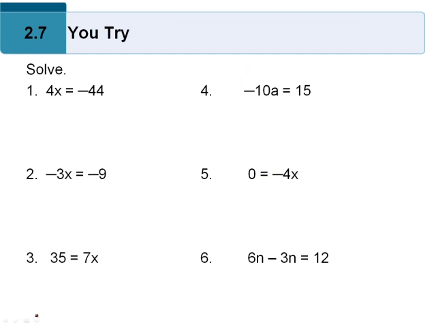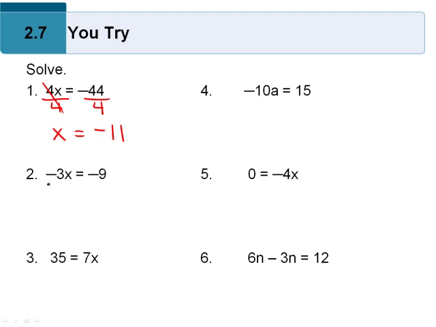All right, so pause the video and try these on your own, and then when you're done, you can start the video again and check your work. All right, number 1, 4x equals negative 44. We're going to divide by 4 on both sides. The 4's cancel, and x equals negative 11 because the signs were different.